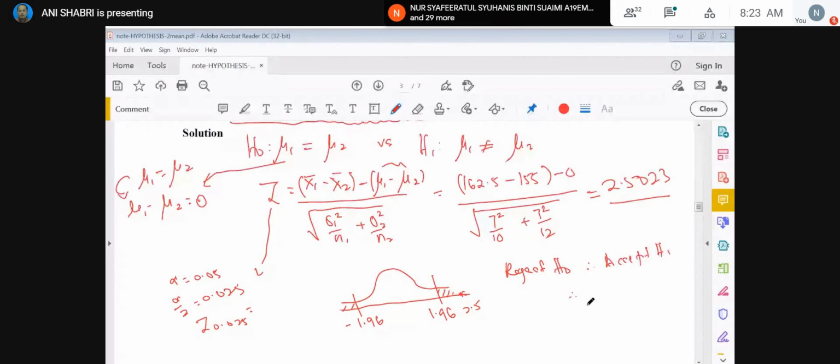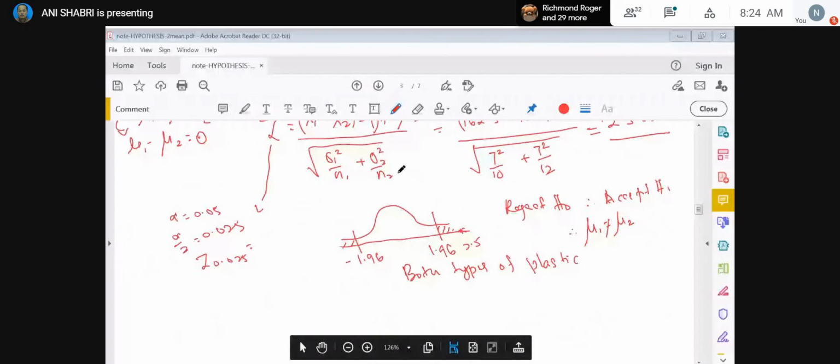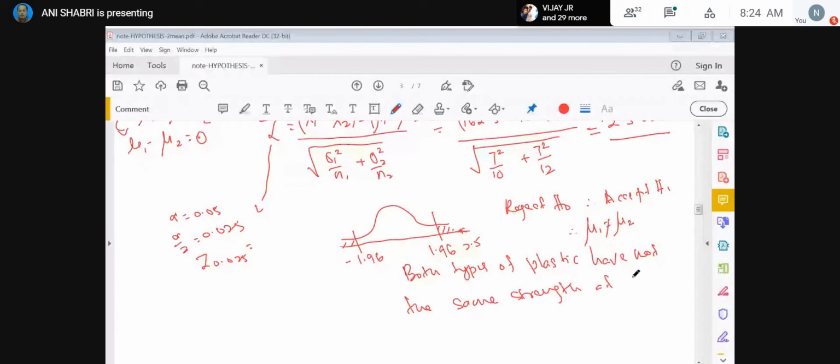Okay, we can make a conclusion for both types of plastic. Copy and paste the last sentence: both types of plastic do not have the same breaking strength at alpha 0.05.